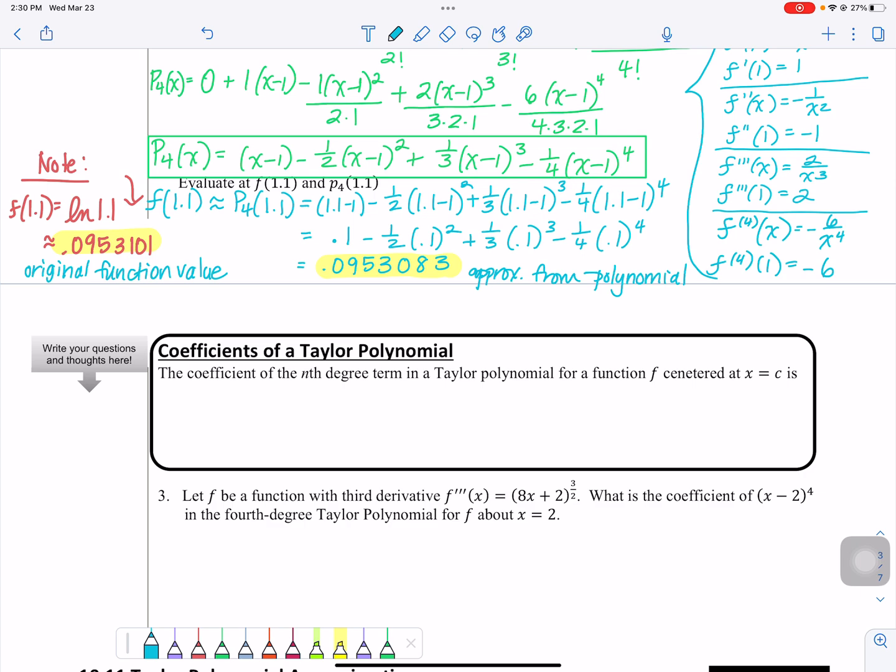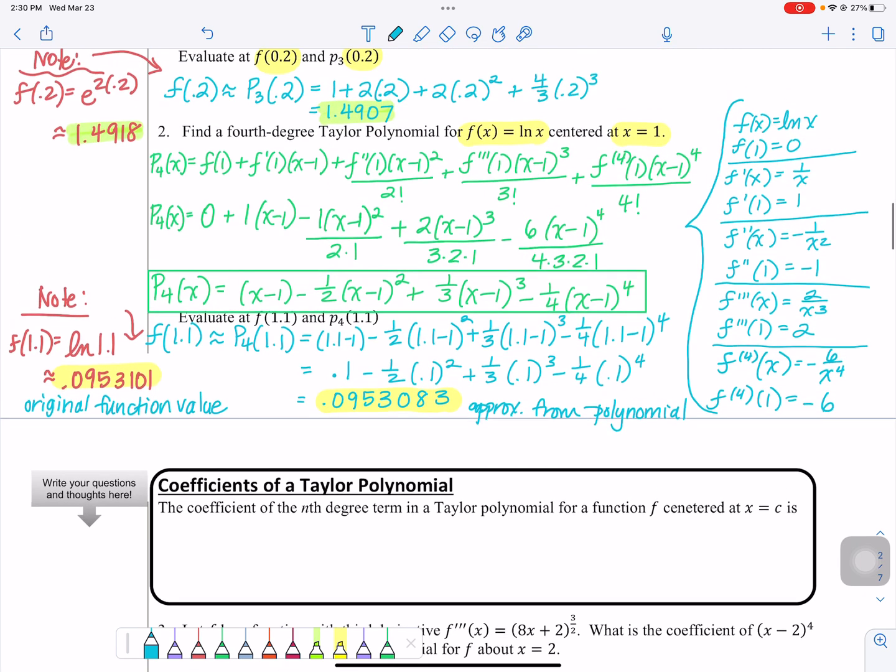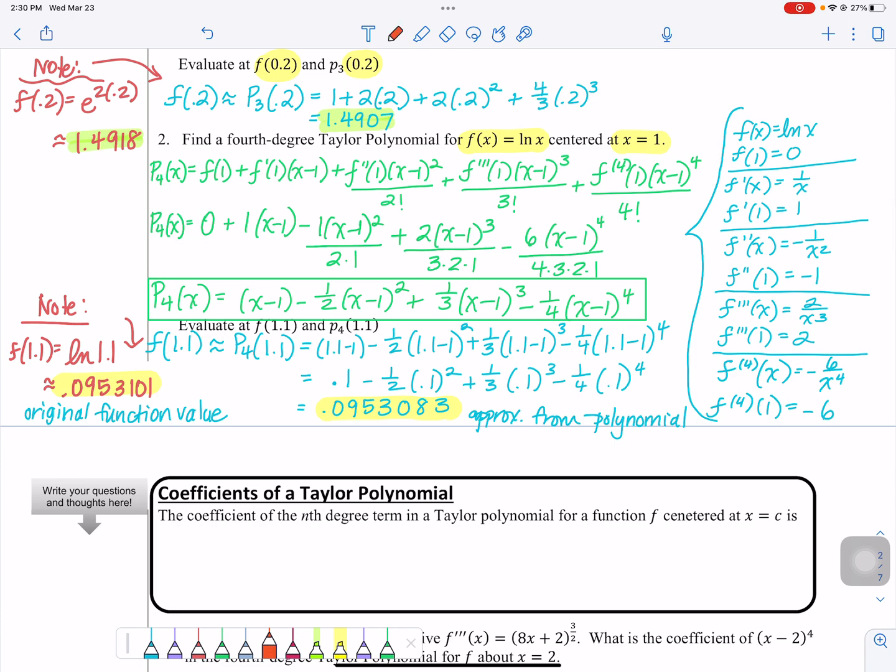Okay. So, I also want to make a note here because sometimes students appreciate this. P4 of x approximates f of x when x is close to 1. So I think it's really nice to have that statement written.